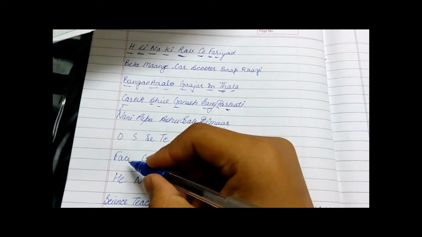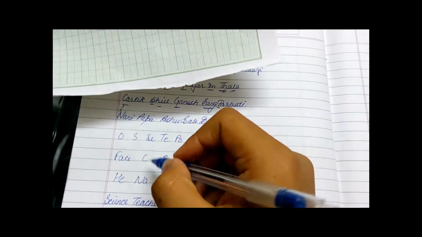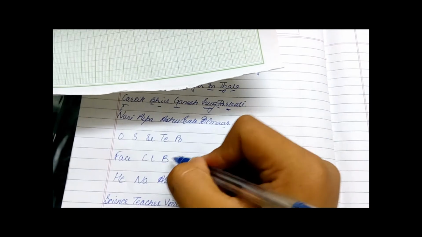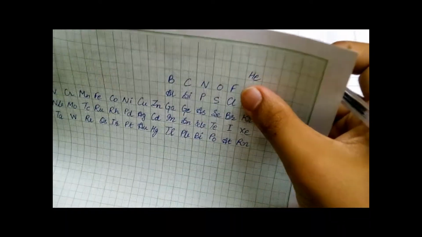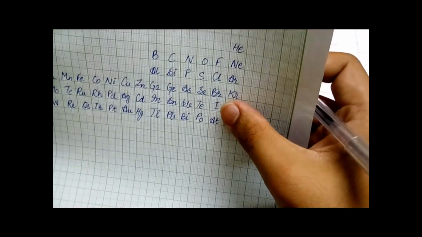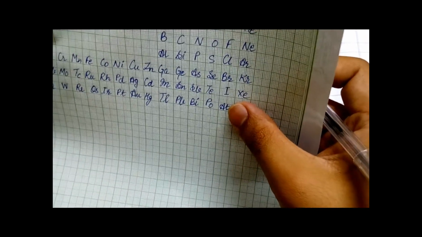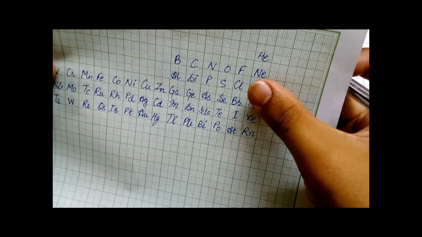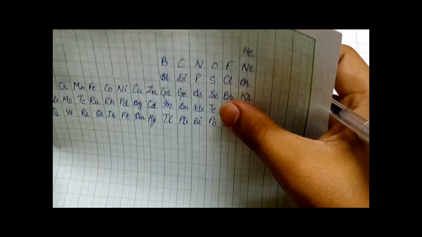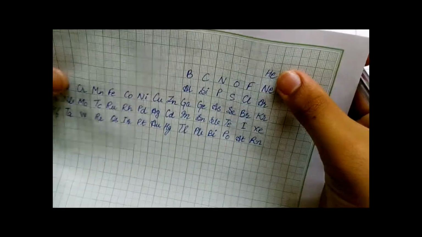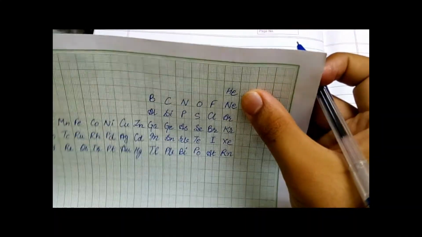And now to remember the halogens group, we have face, CBI, at home, CLBRI. From AT we have astatine. The name of the elements are fluorine, chlorine, bromine, iodine and astatine. And here in the oxygen family, the name of the elements I forgot to tell are oxygen, sulfur, selenium, tellurium and polonium.